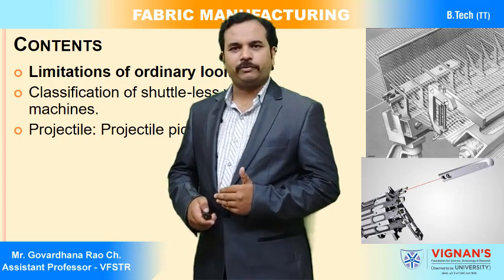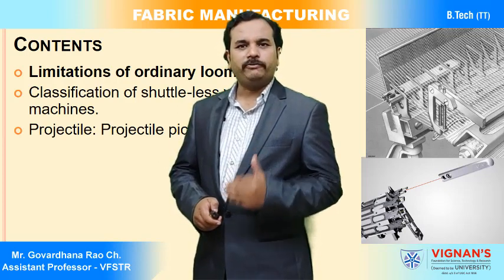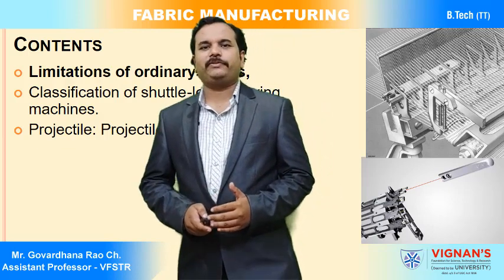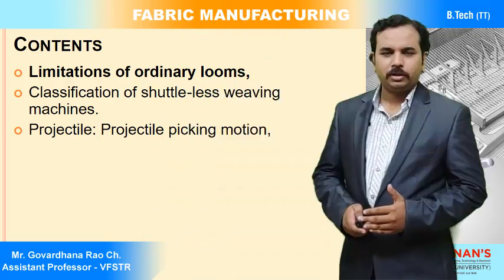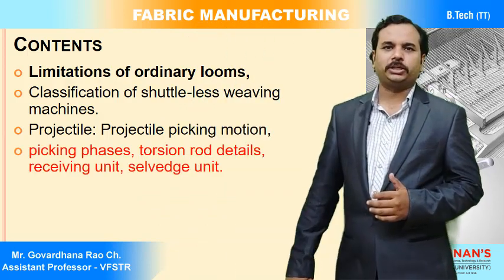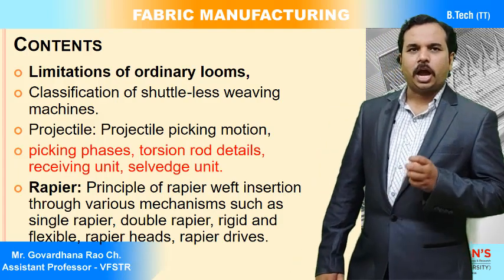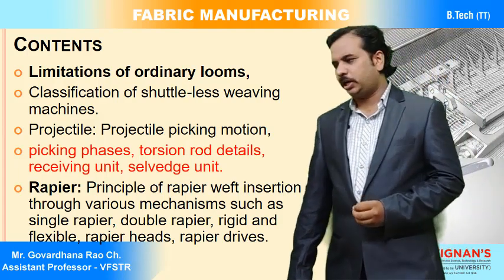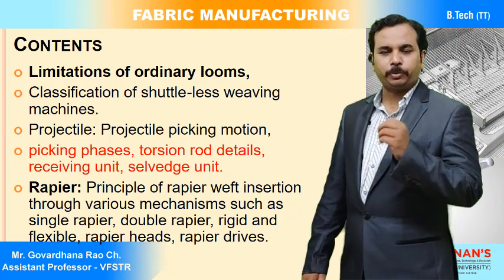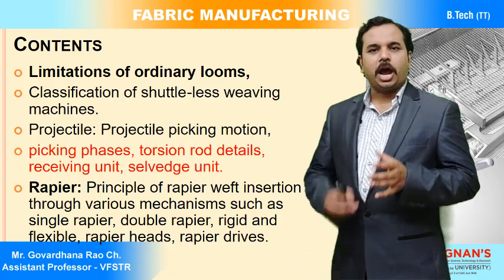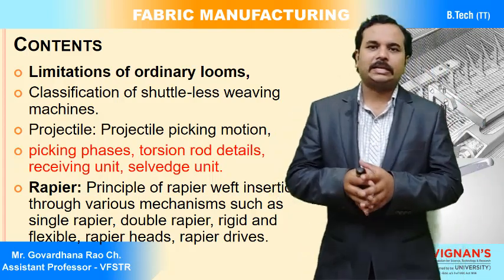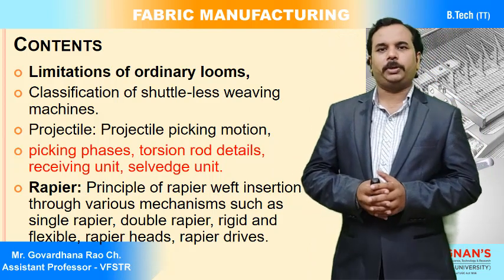The limitations of ordinary looms, the features of shuttleless looms, and the classification of shuttleless looms we have discussed. From the classification, we started with what exactly projectile weaving technology is, and in projectile weaving we have seen the different parts and the passage of material through the technology. For the projectile picking mechanism, we discussed the torsion bar picking mechanism.